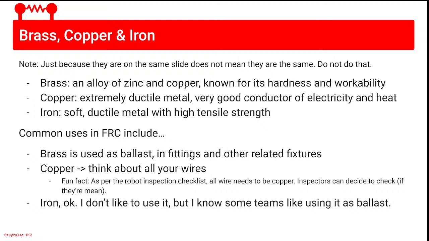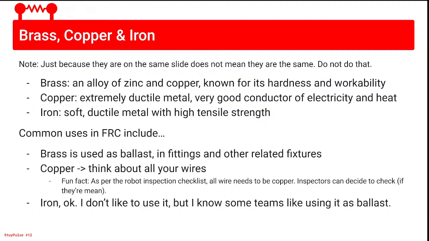Next, we're going to talk quickly about brass, copper, and iron. These are not as common in FRC, but we still see them in very specific situations. So, brass is an alloy of zinc and copper known for its hardness and workability. Generally speaking, a lot of people tend to use this as ballast as well instead of steel. It's a little bit easier to machine, but it still has a high density. So it is a good material to use if you just want to add weight to your robot.